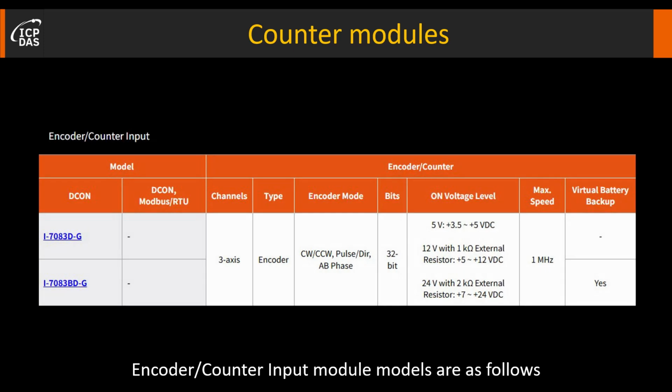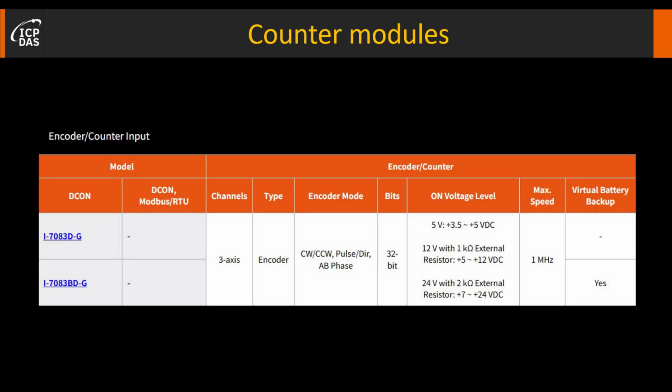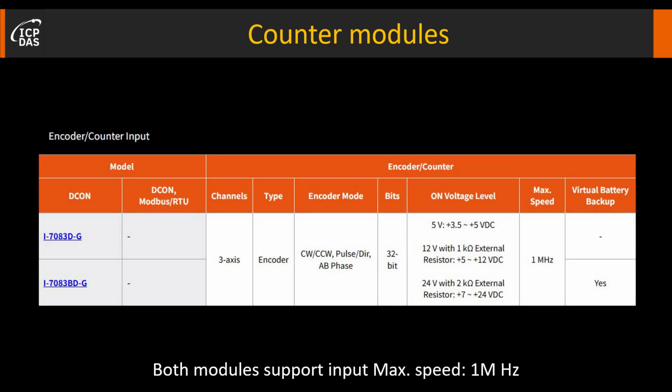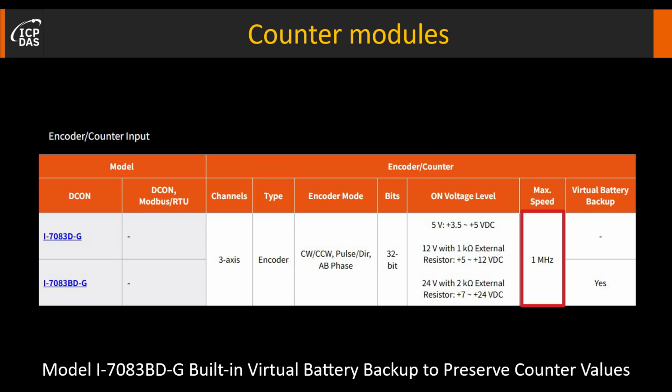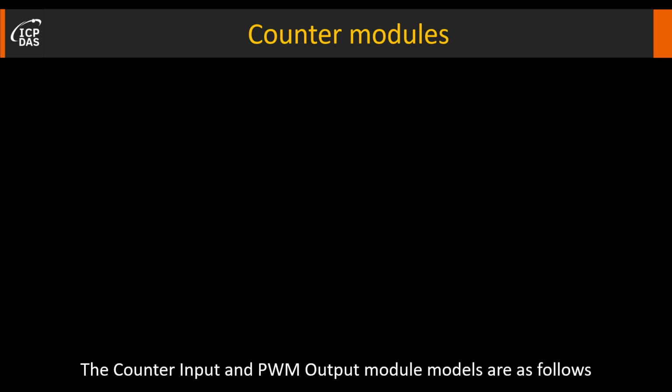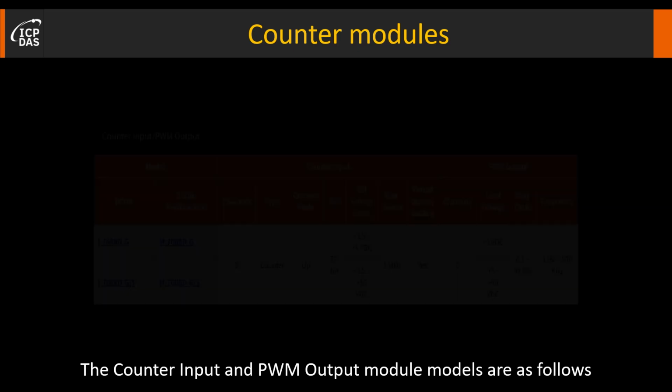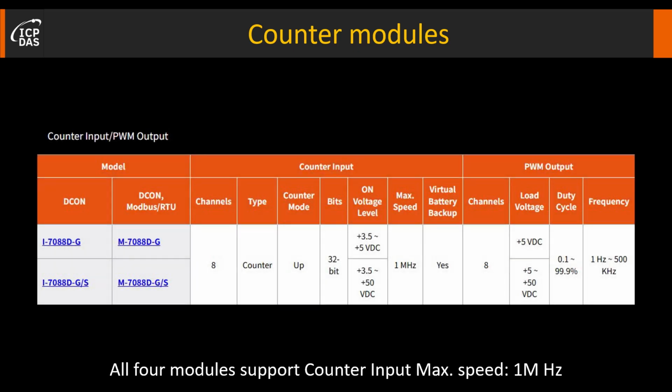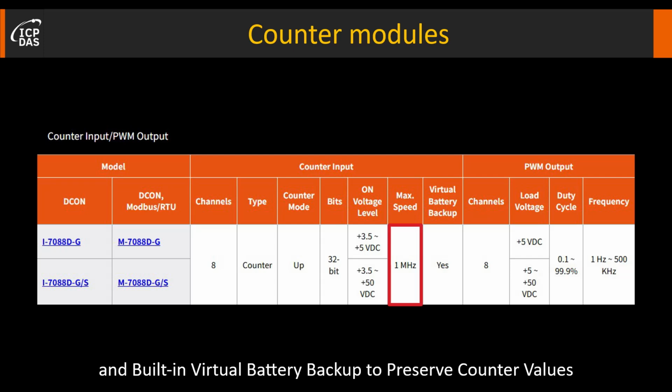Encoder/counter input module models are as follows. Both modules support input max speed, 1 MHz. Model I7083BD, G has built-in virtual battery backup to preserve counter values. The counter input and PWM output module models are as follows. All 4 modules support counter input max speed, 1 MHz and built-in virtual battery backup to preserve counter values.